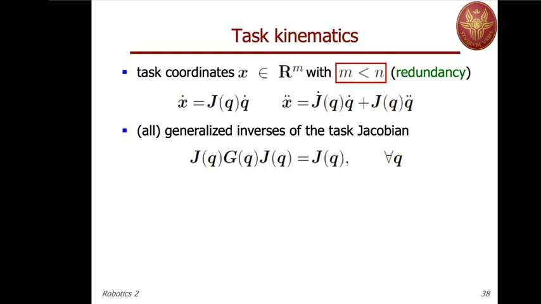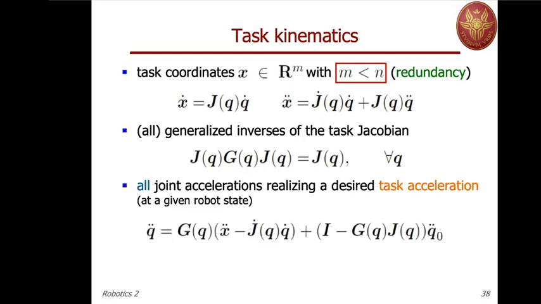Now consider, for generality, all possible generalized inverses of the task Jacobian. We call a generic generalized inverse G. This may be the pseudo-inverse or a weighted pseudo-inverse. Remember that this definition is the minimum requirement for having the possibility of executing the tasks which are feasible, that is, those which lie in the range space of J. So G is a generic generalized inverse.